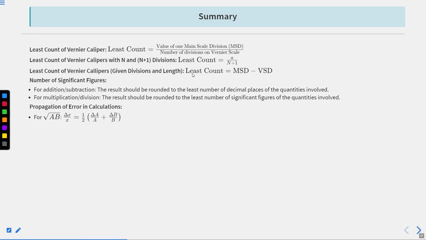So the main formulas used in this chapter: least count of vernier caliper. Least count equals the value of one main scale division divided by the number of divisions on the vernier scale. Least count of vernier calipers with n and n plus 1 divisions is a upon n plus 1. And least count for vernier calipers given divisions and length: least count is equal to MSD minus VSD. And the number of significant figures for addition, subtraction, and for multiplication and division. Propagation of error in calculation while finding, using this concept. Clear? So these are the main formulas used in questions and we learned.